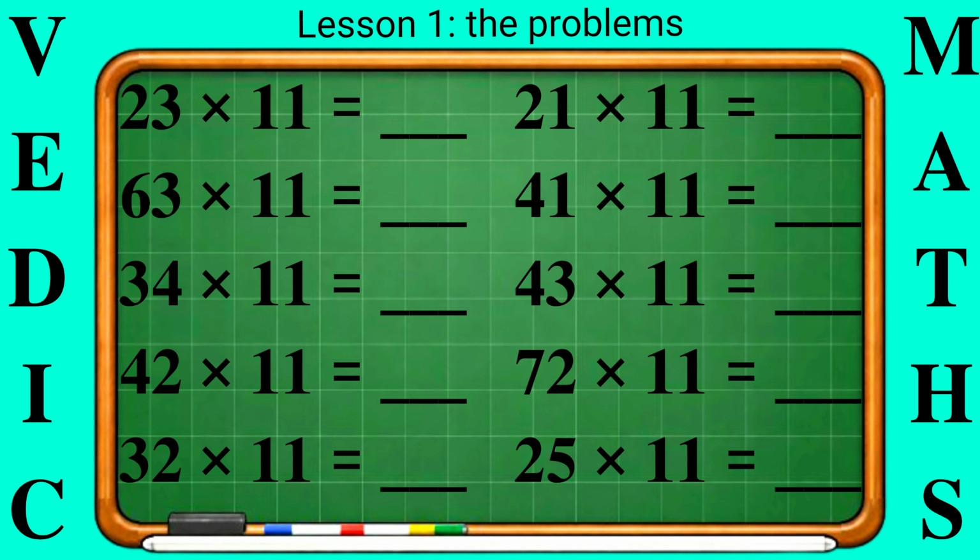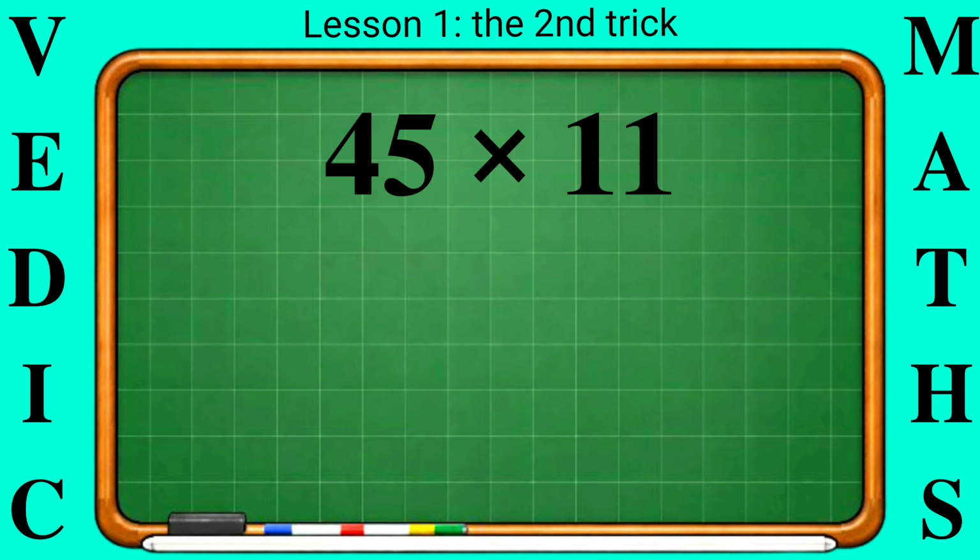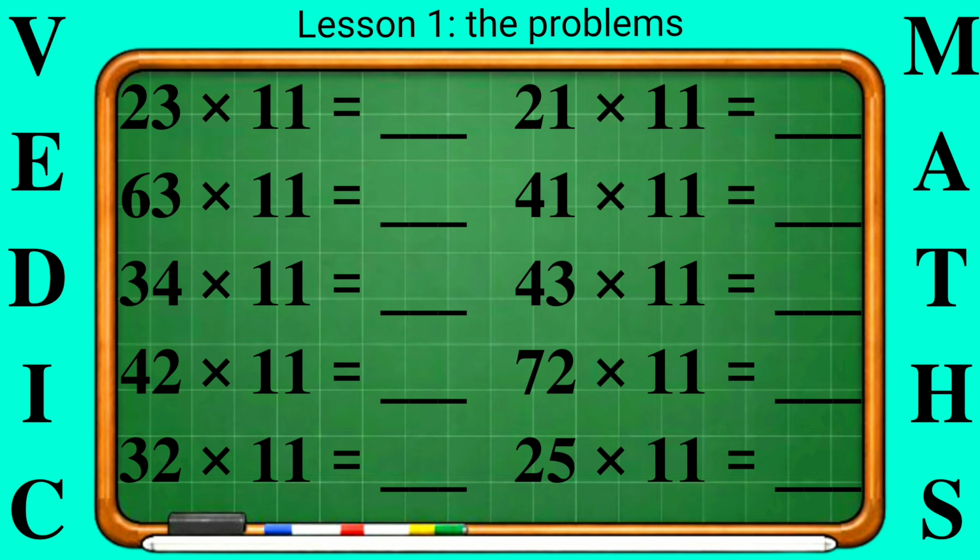You can try those examples by yourself. Let's just do another example again. So first we split the digits, then we put the sum of the digits in the middle and done. So the answer is 495. Now let me show you the examples so that you can try it. Try solving them.